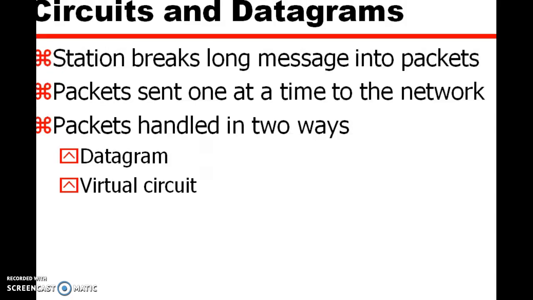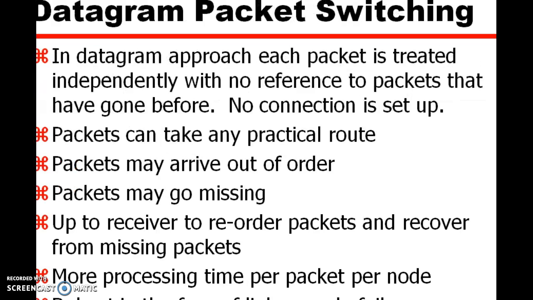Now, switching techniques. There are two types of switching techniques in packet switching, that is virtual circuit and datagram. What is datagram packet switching? In the datagram approach, each packet is treated independently with no reference to packets that have gone before. No connection is set up. Packets can take any practical route. Packets may arrive out of order, packets may go missing, and it is up to the receiver to reorder packets and recover from missing packets. More processing time per packet per node.